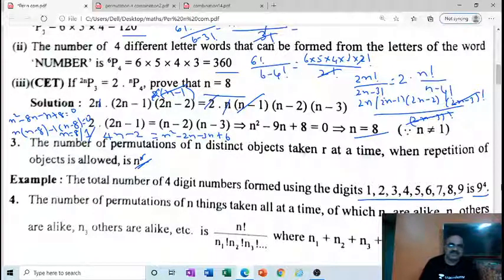Hope you understand this. The number of permutations is when n number of things are taken. Now in that, n1 terms are alike, n2 are alike, n3 are alike. These alike terms are handled like this: n factorial by n1 factorial into n2 factorial into n3 factorial, and so on. But you should know that when you add n1, n2, n3 all together, you must get the total value as n only. It cannot be more than that.